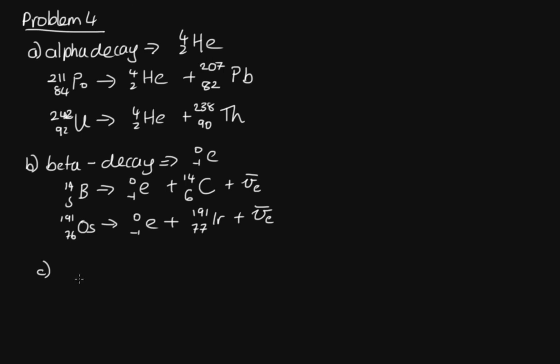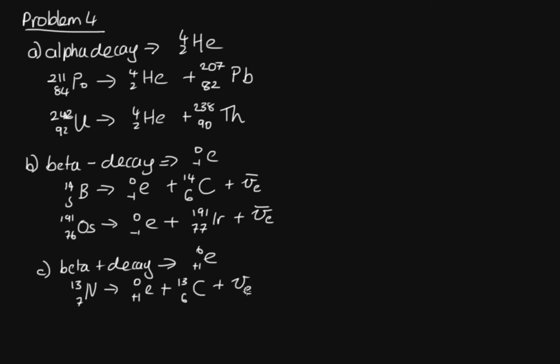Part C then asks us for beta plus decay. In beta plus decay, a positron is released, which is the antiparticle of the electron. So in this case we've got nitrogen 13, and it's undergoing a beta plus decay. Sorry, that shouldn't be an arrow, we should have a plus. So 7 minus 1 gives us 6, and then we've got 13. Looking up 6, it's carbon, and then because we've got a positron released, we actually have an electron neutrino released in this case. So this isn't the antiparticle, so we don't put a little bar over the top.